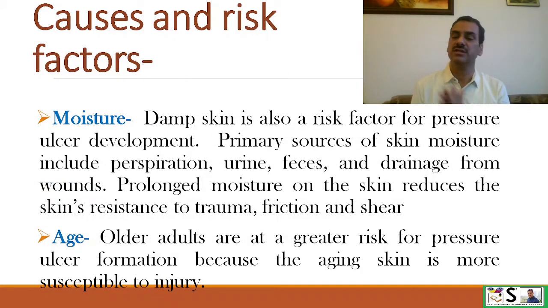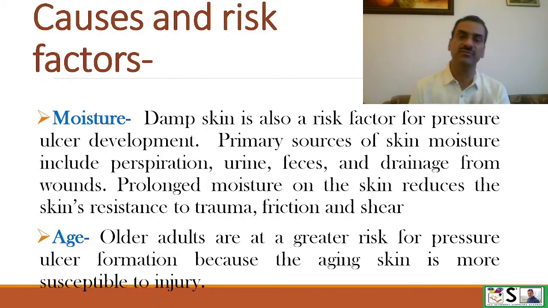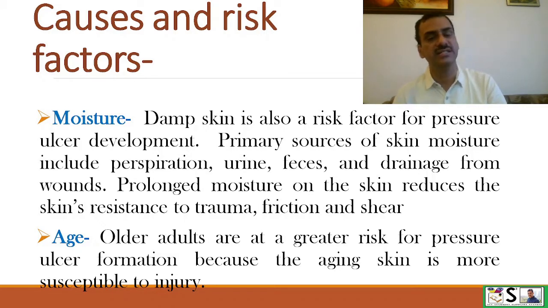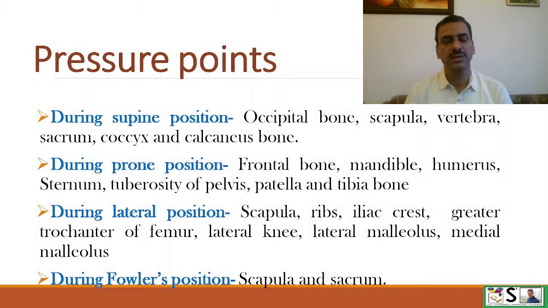Damp skin is also a risk factor for pressure ulcer development. A primary source of skin moisture includes perspiration, urine, feces and drainage from wounds. Prolonged moisture on the skin reduces the skin's resistance to trauma, friction and shear. So here we should be very careful and watchful. Age is also a factor. Older adults or older clients or older patients are at greater risk for pressure ulcer because aging skin is more susceptible to injury.